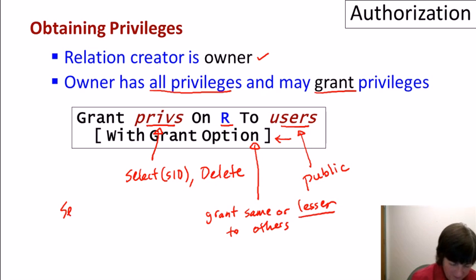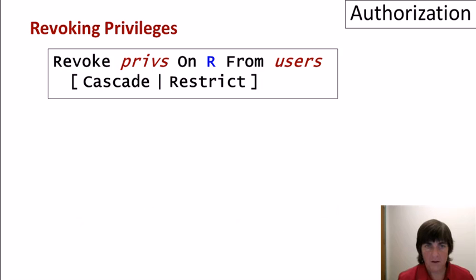Well, it's pretty simple. If we have, say, select and attributes A, B, C, then a lesser privilege would be something like select A and B. Now, how about the revoking of privileges? This gets a little more interesting.